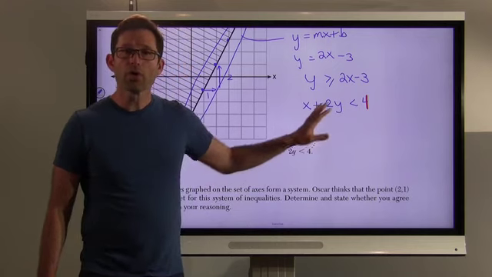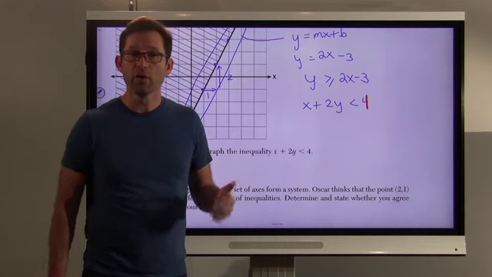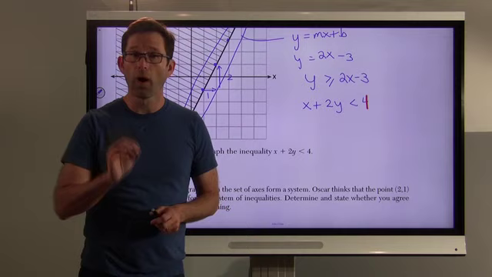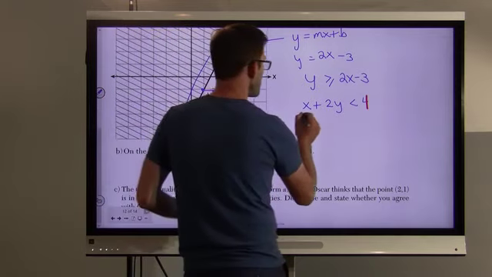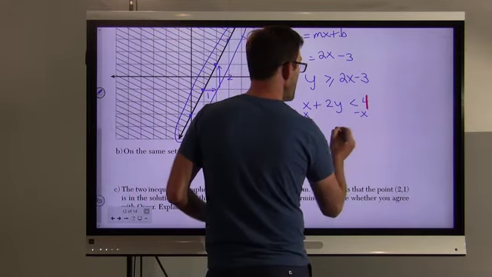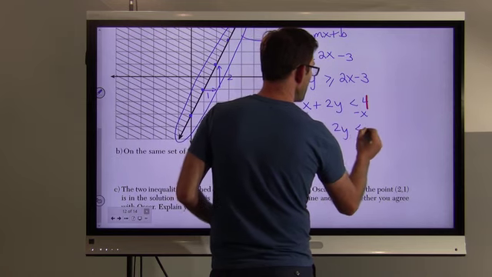Okay, now, in order to graph an inequality, what you're going to do is rearrange it so that it looks like y equals mx plus b. No problem. Subtract an x from both sides. Now, I'm not switching the inequality.